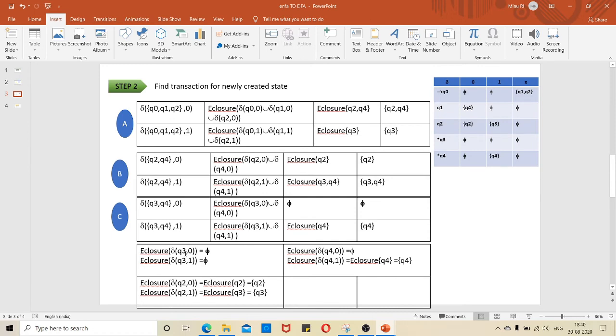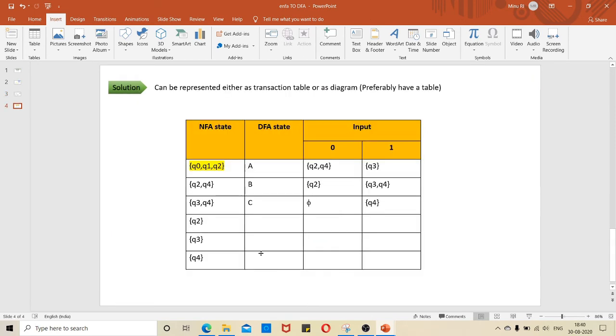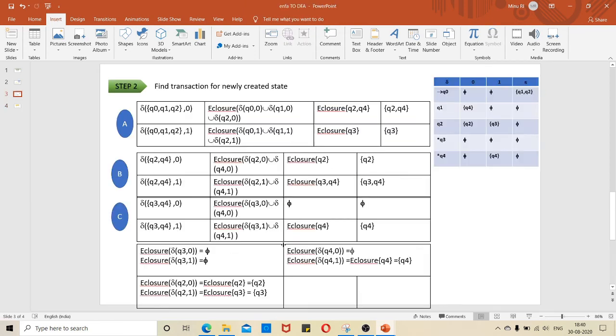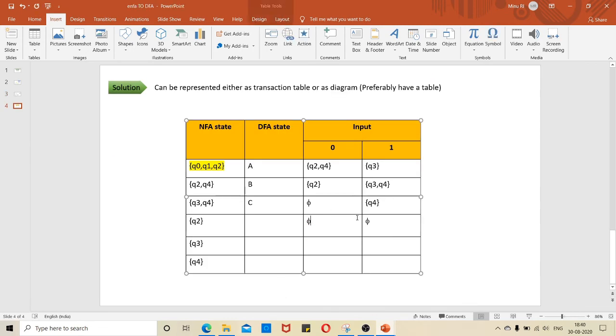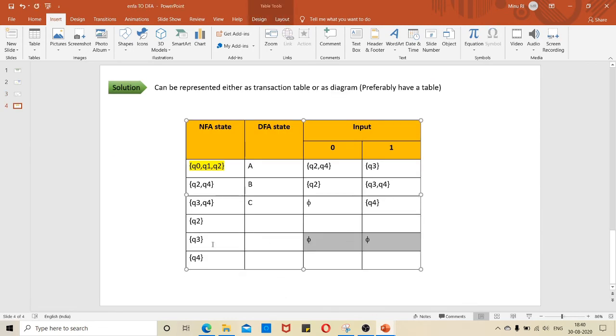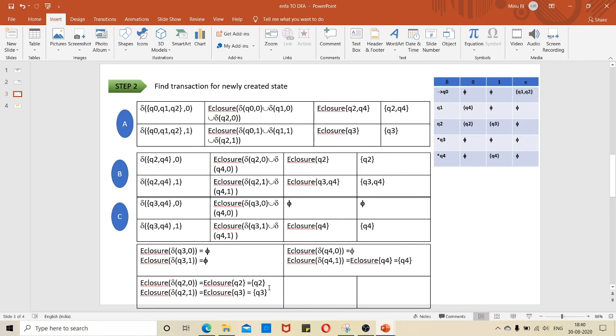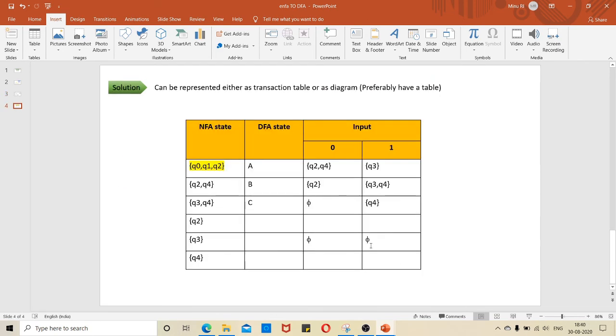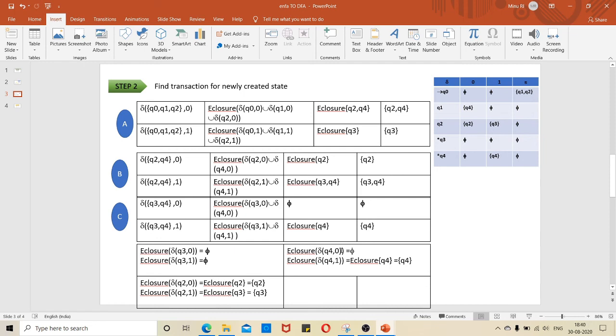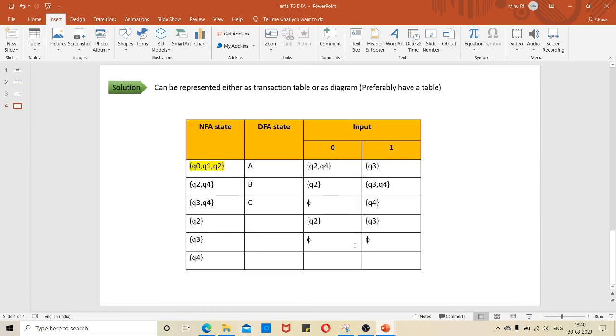So for this Q3, simply it's going to be 5 and 5. So let me copy paste it. Okay, so that is for Q3. For Q2, I think here it is Q2 and Q3 with respect to 0, 1. Then for Q4, for 0 it's 5. This is Q4. So 5 and Q4.